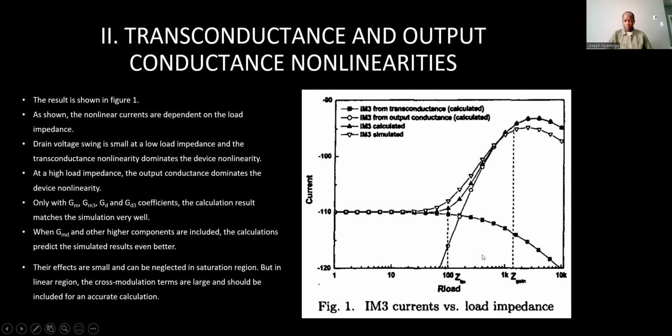You can see the nonlinear currents are dependent on the load. Drain voltage swing is small at low load impedance, and the transconductance nonlinearity dominates the device nonlinearity. At high load impedance, the output conductance dominates the device nonlinearity. Only with GM, GM3, GD, and GD3 coefficients, the calculation result matches the simulation very well. When GMD and higher components are included, calculations predict the simulation results even better. The effects are small and can be neglected in the saturation region, but in the linear region, the cross modulation terms are large and should be included in accurate calculation.